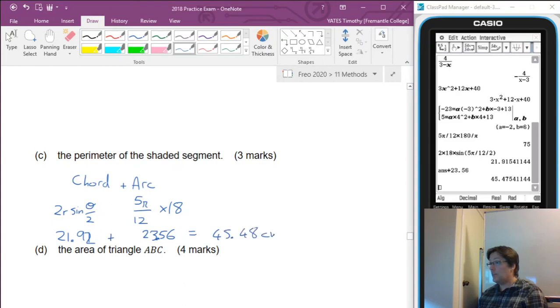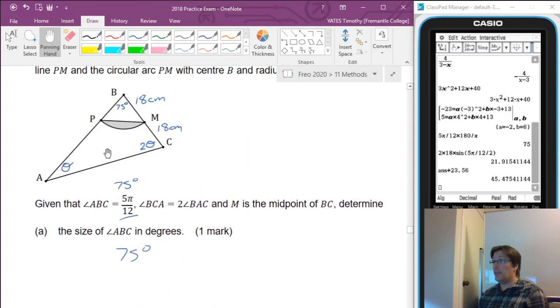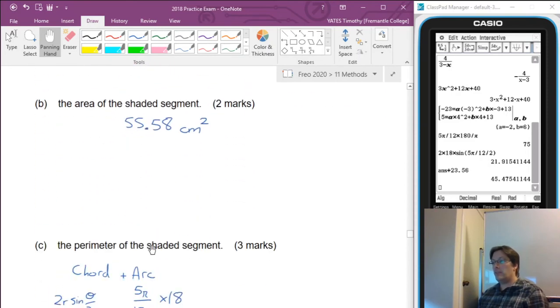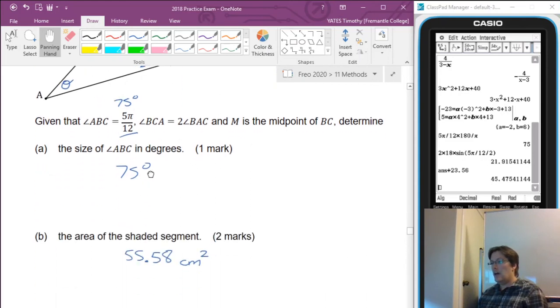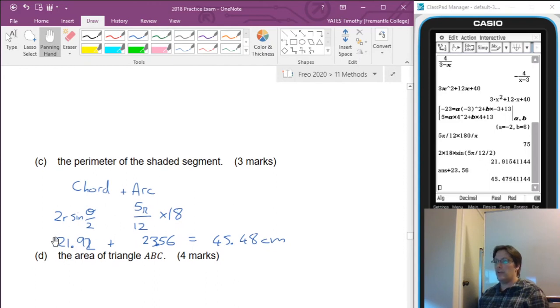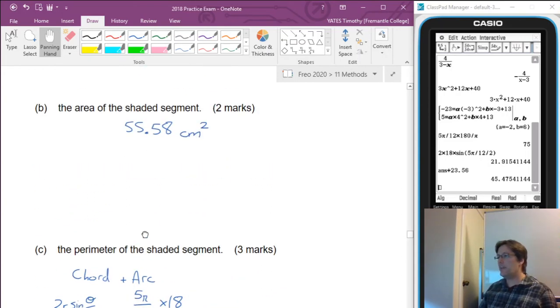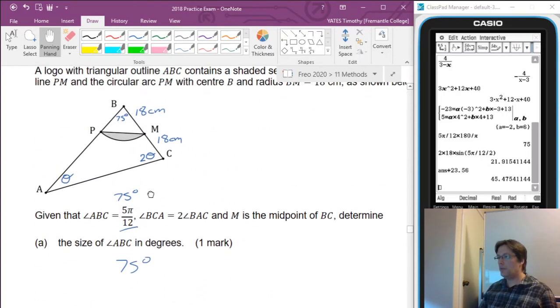45.48 centimeters. So that's going to be the perimeter of the shaded segment there. And it makes sense because the length around the edge over here is going to be a little bit more than the length across there. The length across there we got as 21.92. The length around the edge we got as 23.56. So that's a little bit longer. Not heaps longer, but enough to meet our expectations there. So now, area of that triangle, what have we got here?